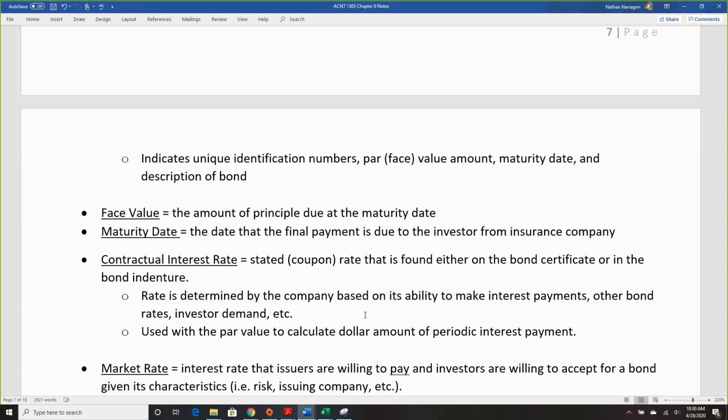And little other items. And it's going to be used with par value to calculate the dollar amount of periodic interest payments. So we're going to get back into interest payment.